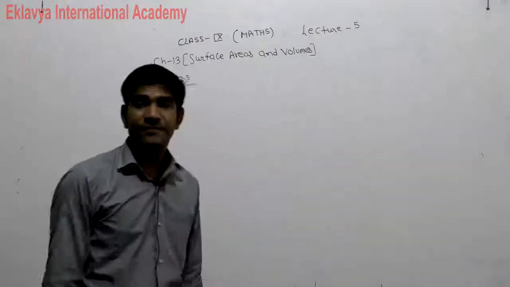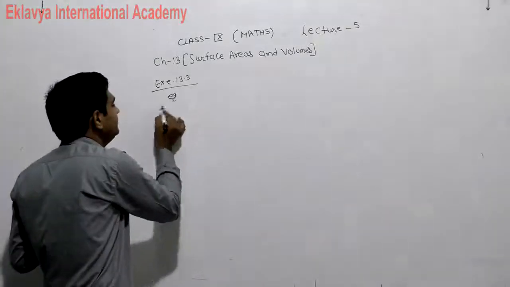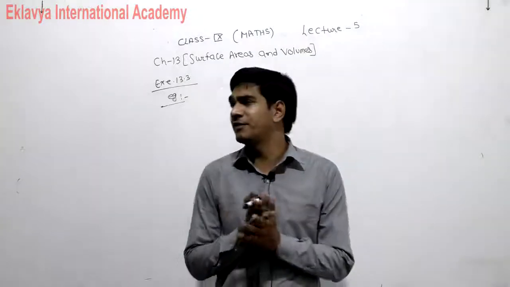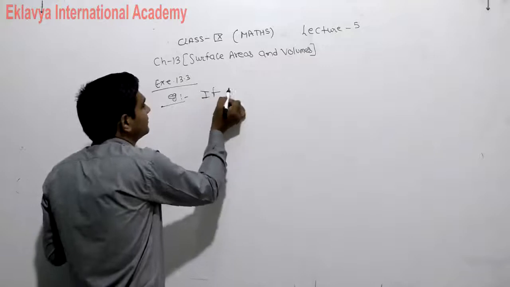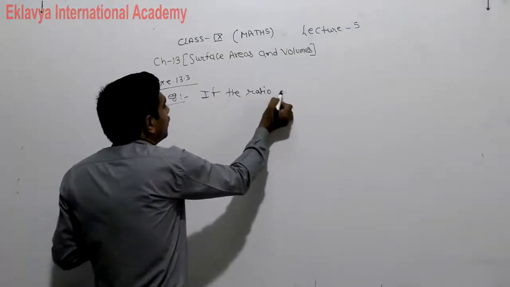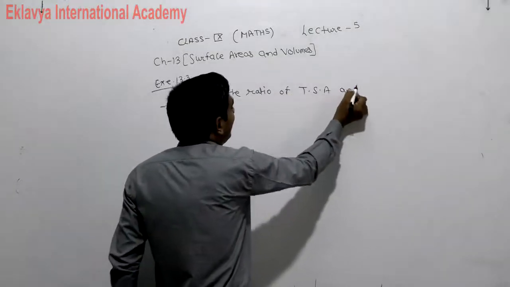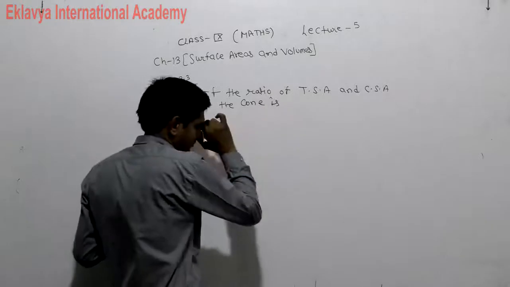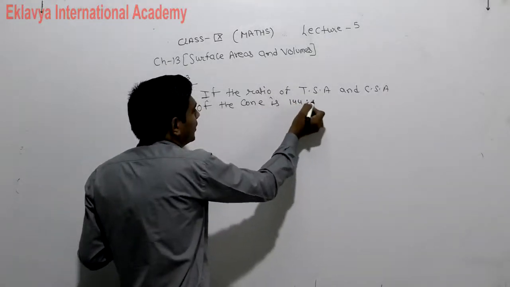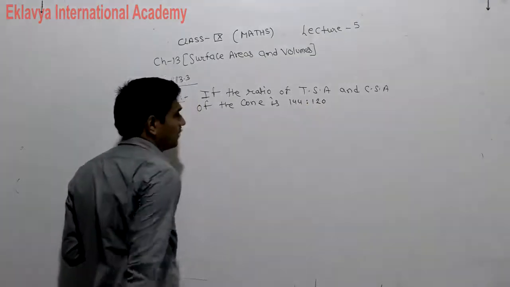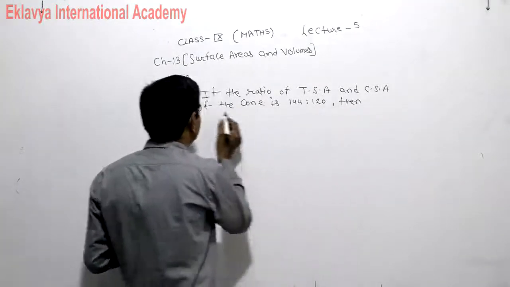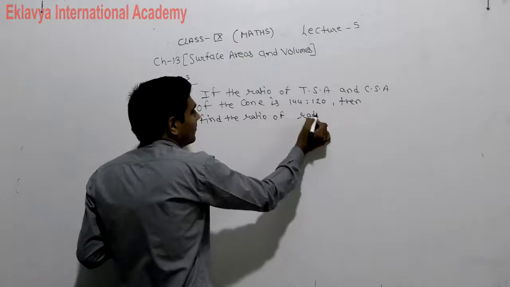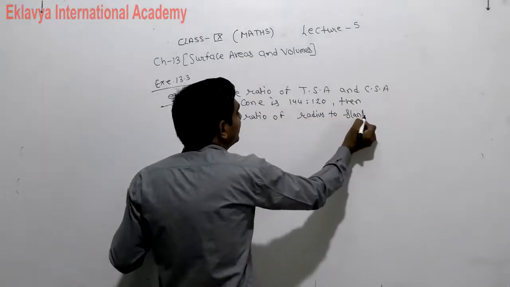The next type of question is: if in a cone it is given that the ratio of its curved surface area and total surface area, if the ratio of TSA and CSA of the cone is 144 to 120, then find the ratio of radius to slant height.